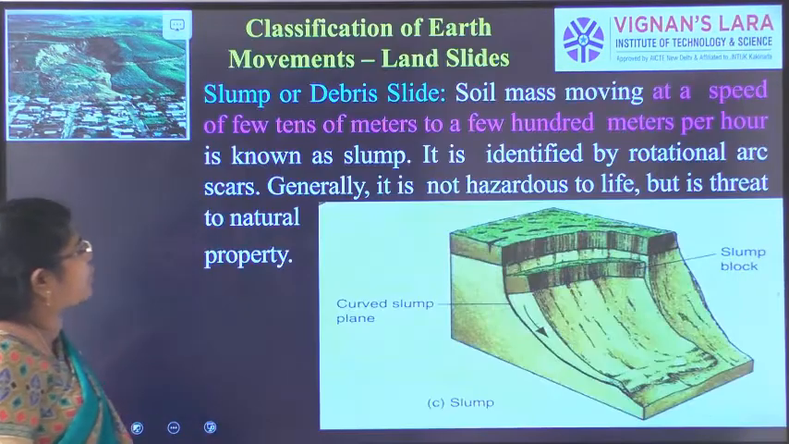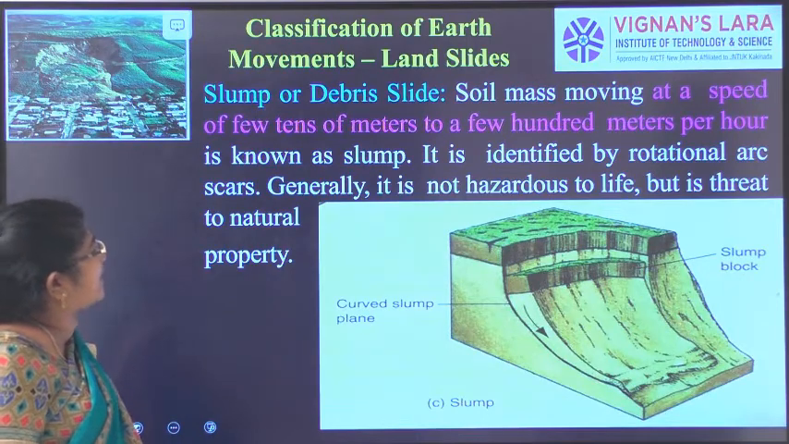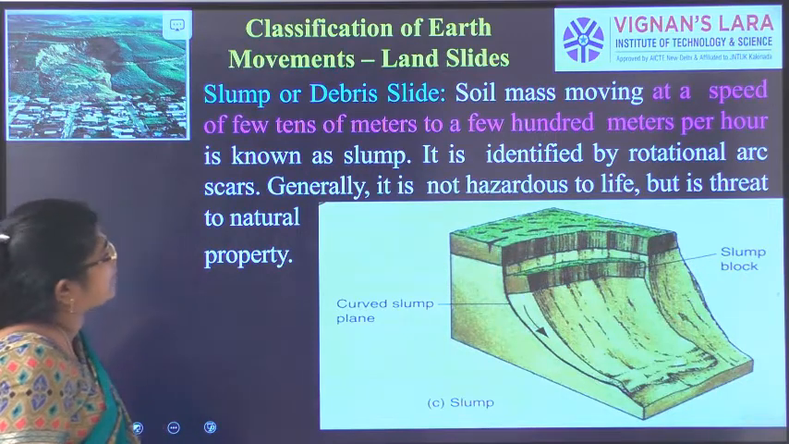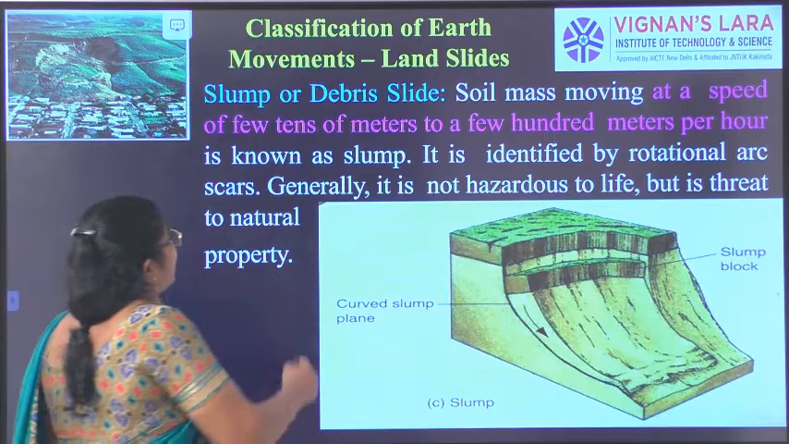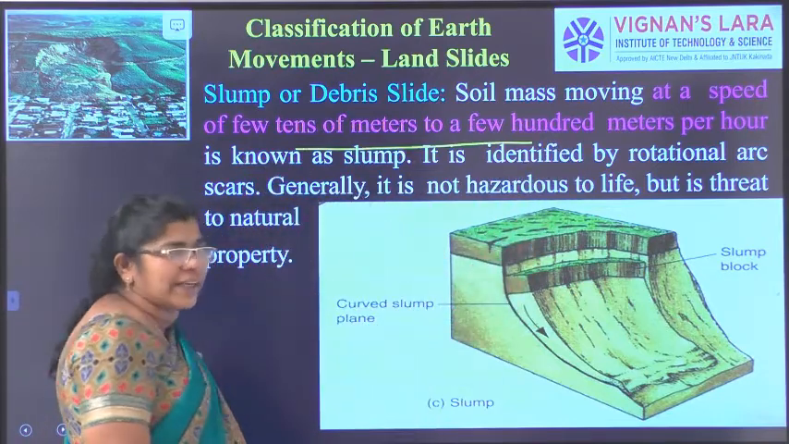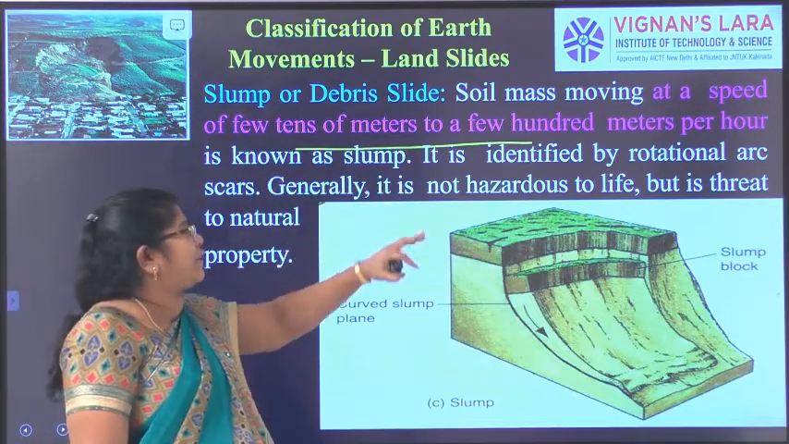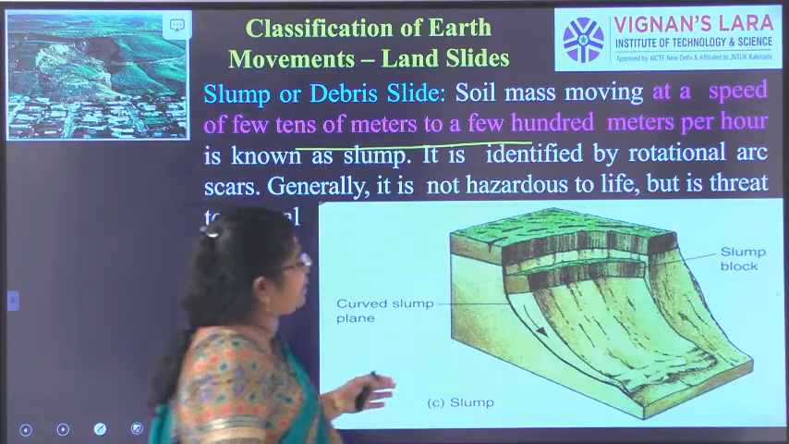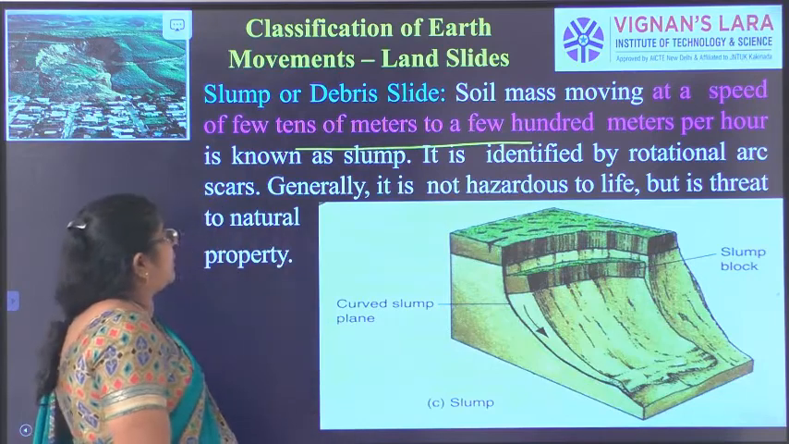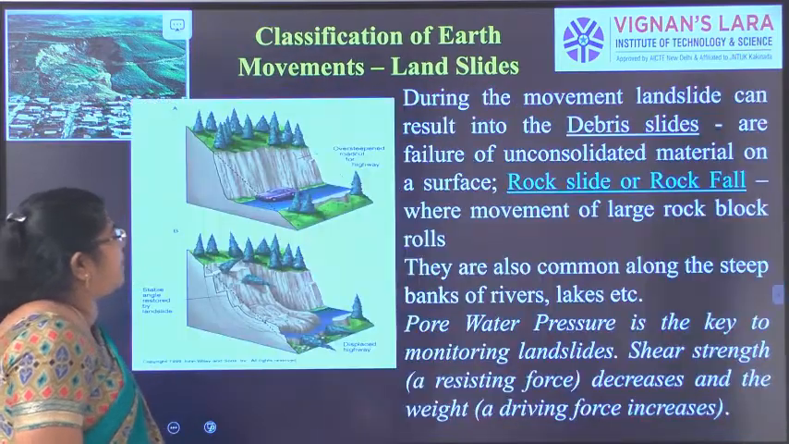Okay, so I want to show you a video there. The first one in the landslide is the slump or debris slide. The soil mass moves at a speed of a few tens of meters to hundreds of meters per hour. So it is a rapid flow, moving tens to a few hundreds of meters per hour. So this is a slump block. It will move just like a block down. So it is a curved slump plane. You can see it is not hazardous to life, but it is a threat to natural properties.